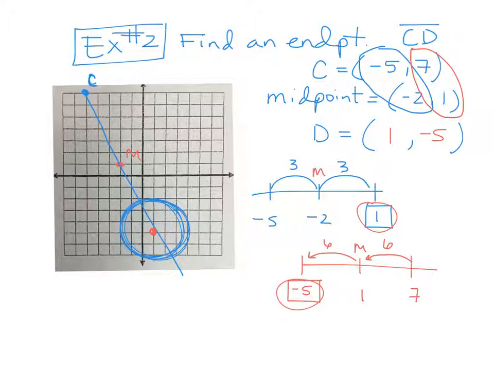Okay? If you'd rather do it the way the book's going to do it, that would be using the midpoint formula slightly differently. So here's how you would do that instead. Let me rewrite our numbers here so I can show you. C is at -5, 7. The midpoint is -2, 1.